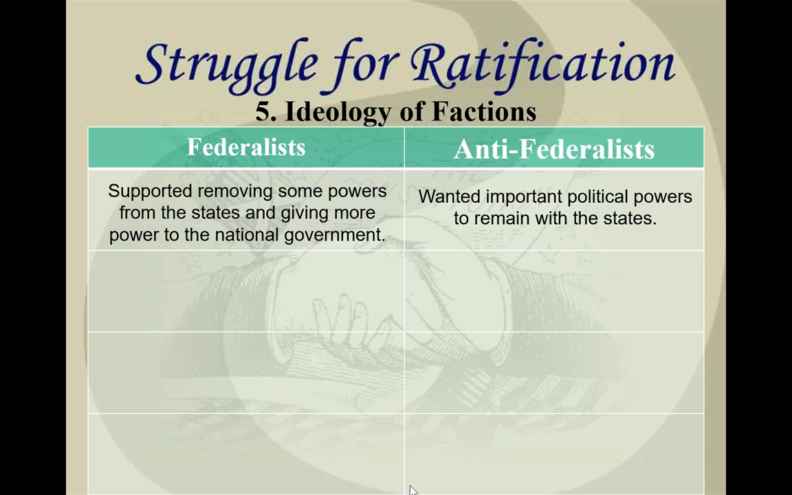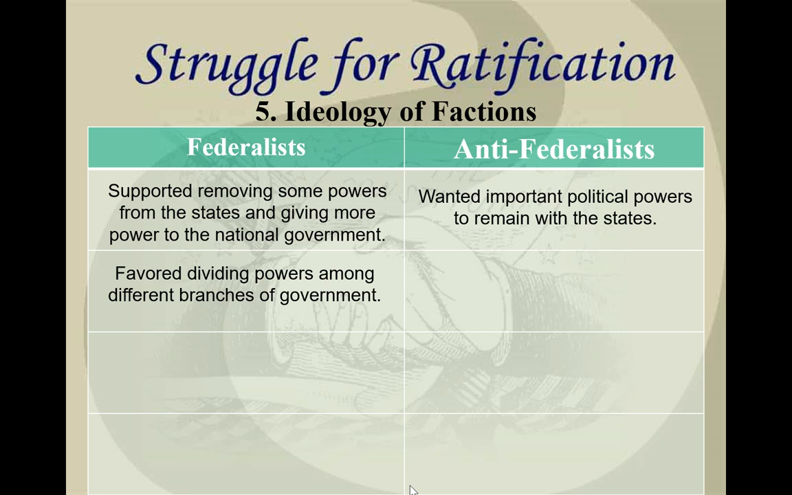Anti-Federalists, on the other hand, want important political powers to remain with the states. In particular, taxation is a big one. They want to make sure that only states can collect taxes. Federalists, they favor dividing power among different branches of the government.